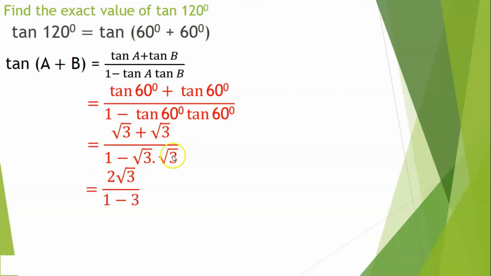So square root of 3 times square root of 3 is 3. So 1 minus 3 is negative 2. So simplifying, tangent 120 degrees is negative square root of 3. That's how we're going to do it.